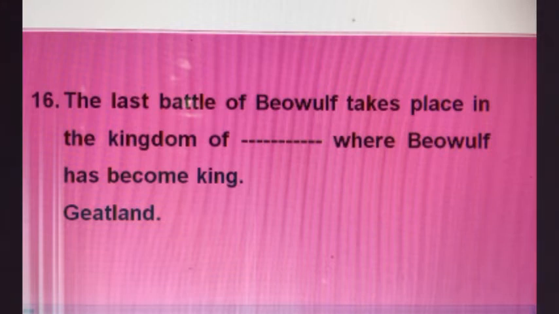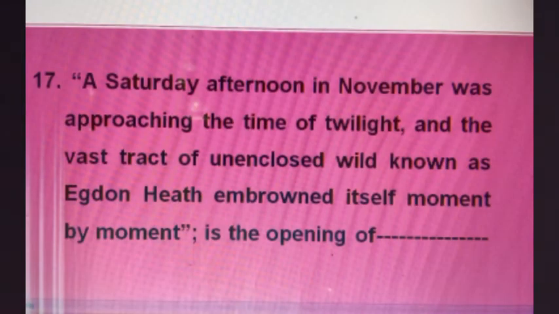Question number 17. A Saturday afternoon in November was approaching the time of twilight, and a vast tract of unenclosed wild, known as Egdon Heath, embrowned itself moment by moment. It is the opening of Dash.